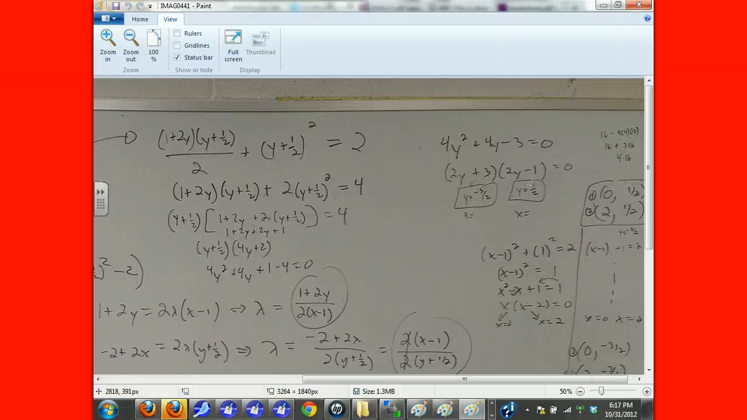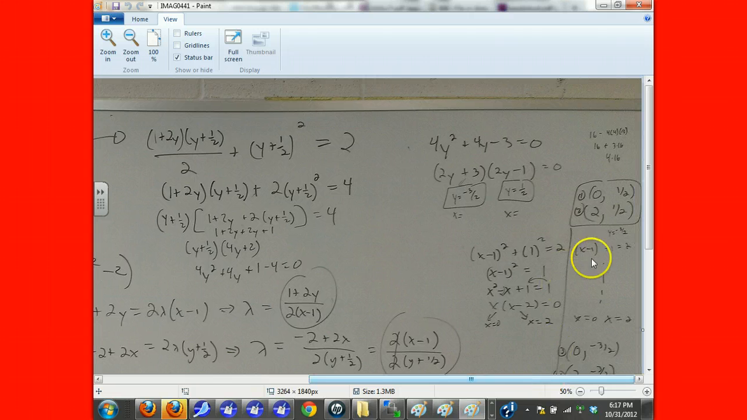We then go and get what the x is that's associated with that. It actually turns out to be 4 different points. When y is a half, we get x is either 0 or 2. How do we get that? Back to the constraint. If you're on the circle and y is a half, then you plug in and you'll get two different x values. If you're on the circle and y is -3/2, you'll get the same two different x values.